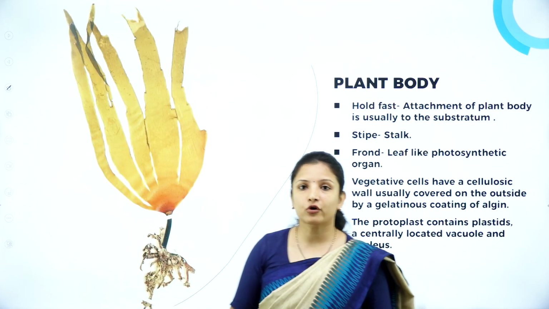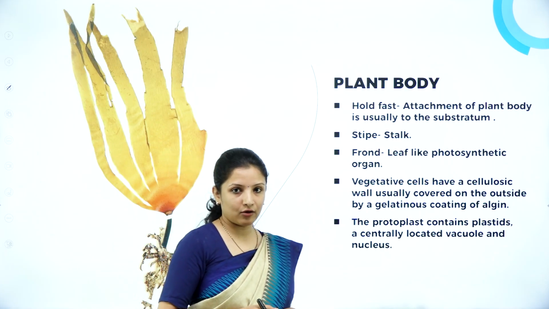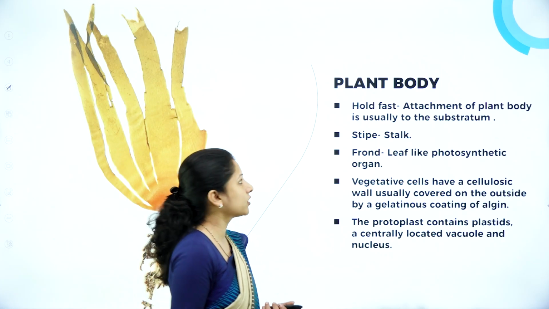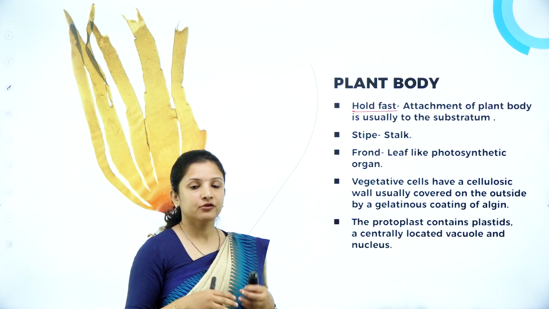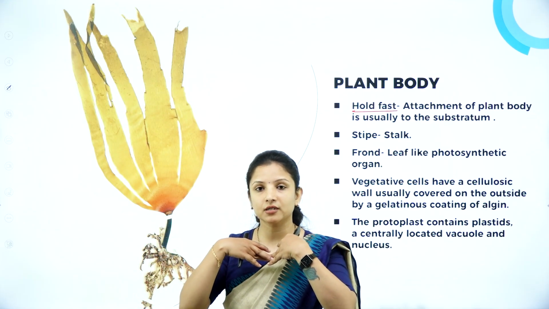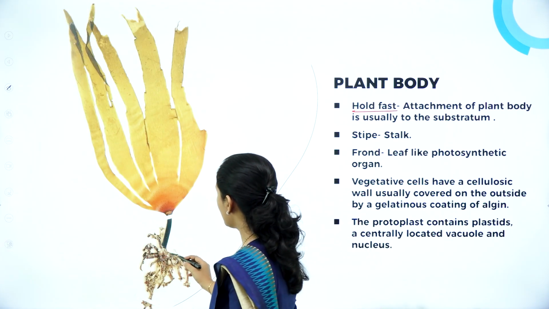Next here, talking about the plant body. So the plant body, I told you, it is thalloid. There is no true root, stem or leaf. So what do they have exactly? We shall look into it. They have a hold fast that helps the plant body to attach itself to the substratum. Algae, you can find them growing in the seas, oceans, water bodies, etc. So they have a hold fast.